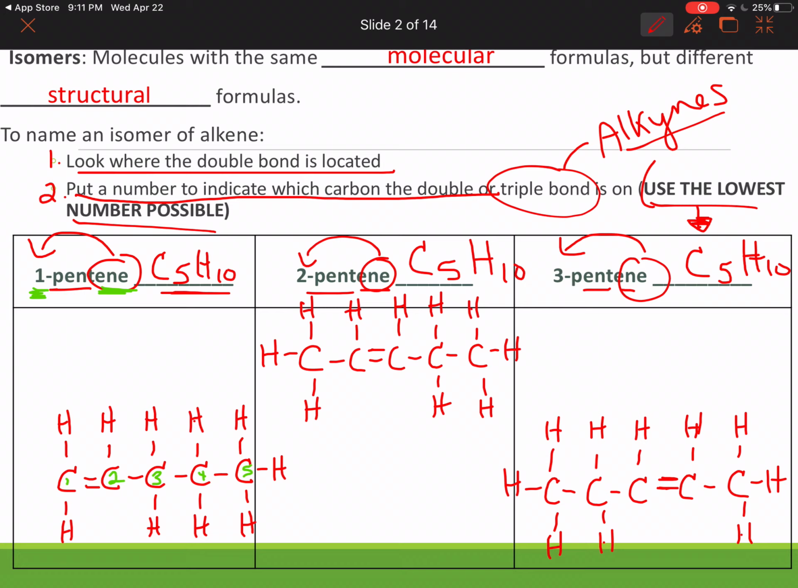They also aren't showing you movement. They're not showing you translation, rotation. If you remember from the TED-Ed video, these molecules are moving. And so they did a great representation of that when they were showing it to you.